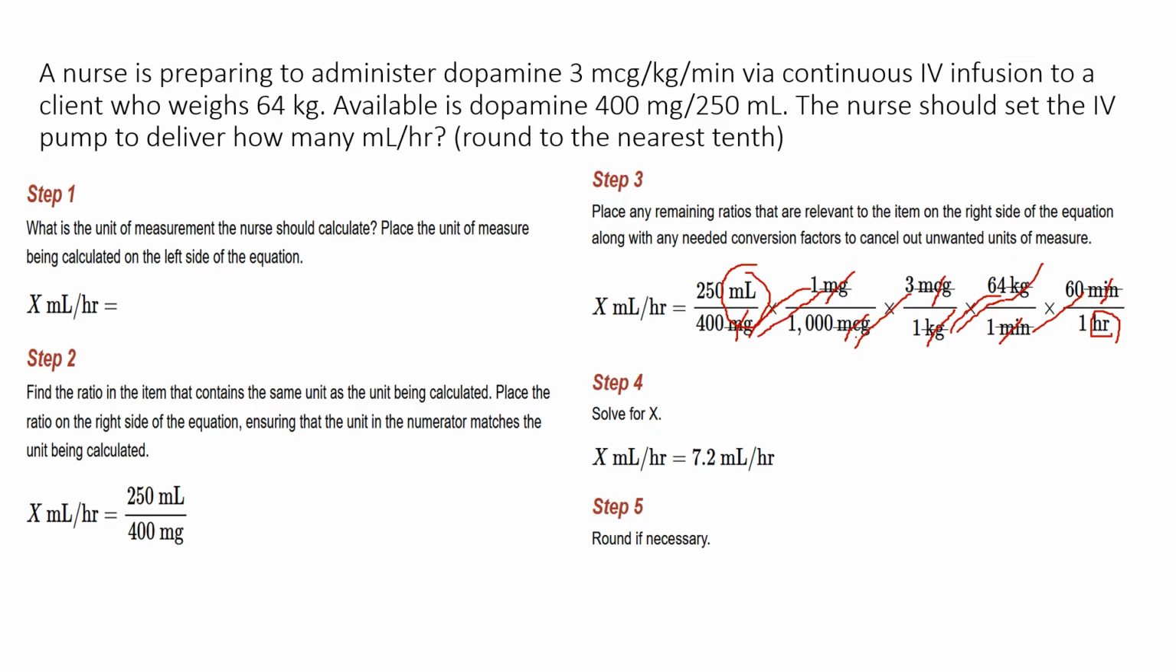So what you need to do right now is, obviously, we're just going to multiply straight across for the numerators. We're going to multiply the numerator right straight across, right? So we're going to do that, and whatever we get for that, we're going to divide it by the denominator, because we're going to multiply straight across the denominators. So ultimately we have 7.2 mLs per hour. So that's our answer here.